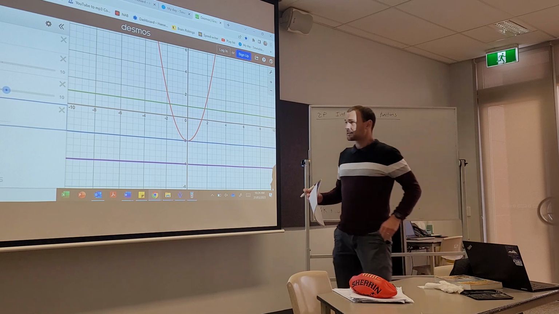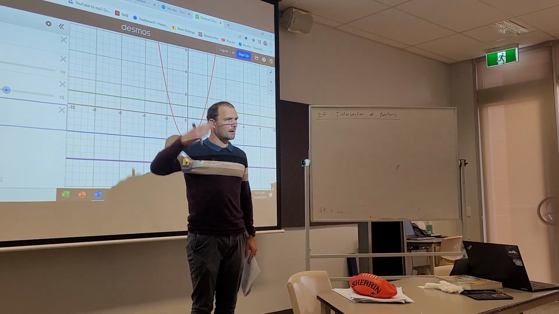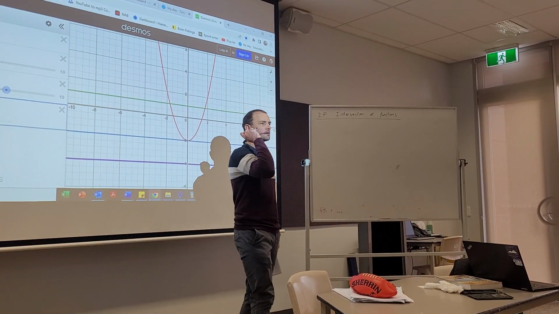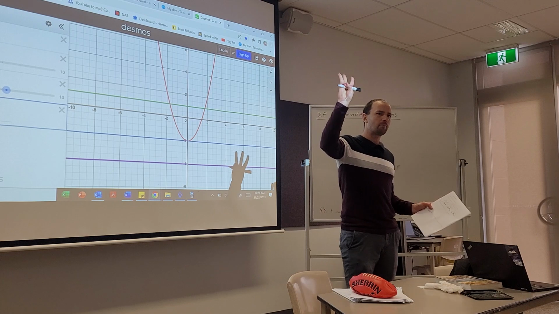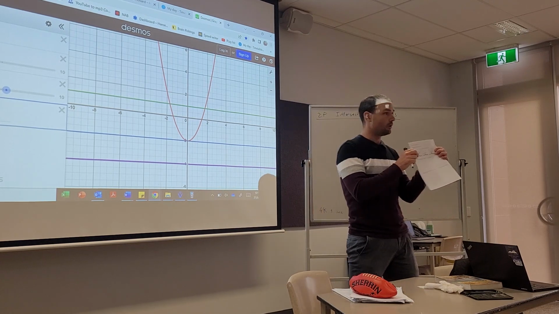So for our purposes, we're only talking about when a quadratic, a parabola, meets the equation of a line, a straight line. That's all we are talking about. And we have three possible ways that can occur. So I've illustrated them for you in the notes book.